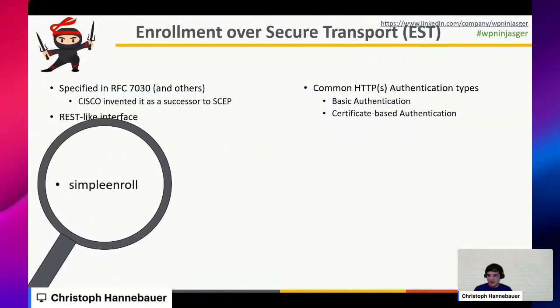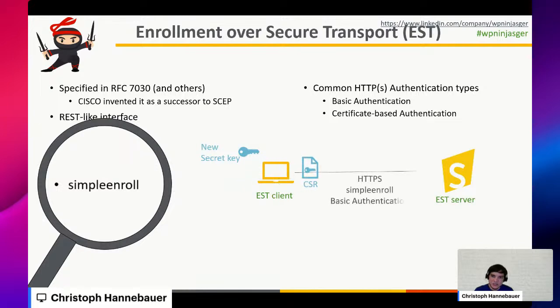But hey, EST has another method, the simple enroll. So, I mean, the renewal we have already kind of solved with simple re-enroll, but maybe the simple enroll can help us to enroll a certificate initially. So how does that work? The EST client in this case generates a CSR and sends it to the EST server and uses, in the POST request that it does to the simple enroll, just basic authentication.